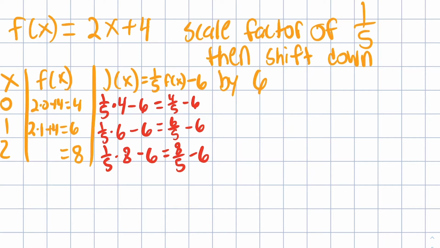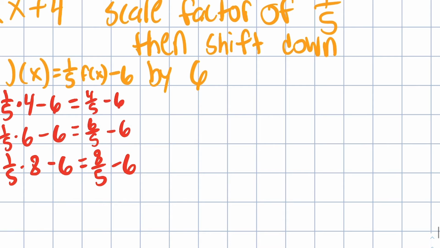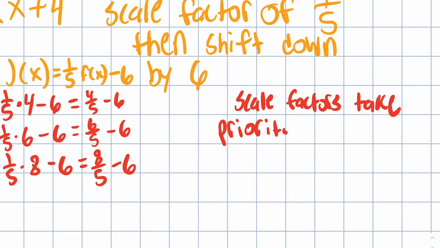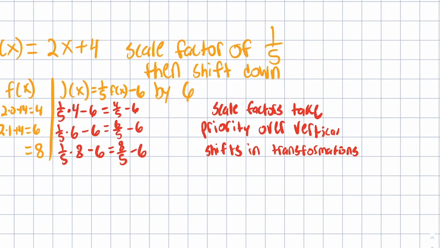What do we see that is in common? Well, they all have a minus 6 at the end, and that's because a vertical shift always happens after you do any multiplication steps. The vertical shifts always happen last whenever you're applying a transformation. So you'll say that scale factors take priority over vertical shifts in transformations.